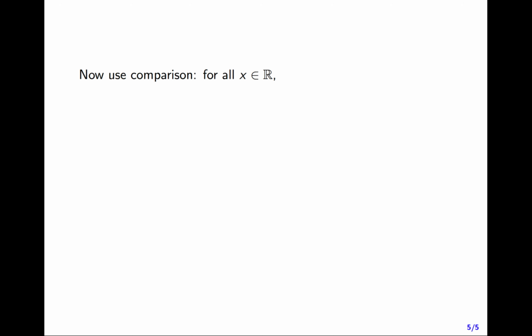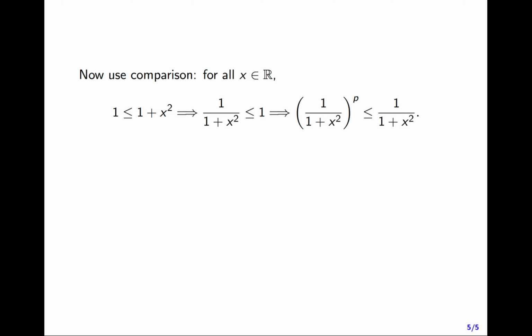If we try to compute those integrals of f raised to the power p, we're going to have some problems, I think, getting a good antiderivative. Instead, we'll use the comparison test. For all x in the reals, we know that 1 is less than or equal to 1 plus x squared, right? Because x squared is non-negative, so we have this inequality. And that forces 1 over 1 plus x squared to be less than or equal to 1. So then when I raise 1 over 1 plus x squared to the power p, that is bounded above by 1 over 1 plus x squared.